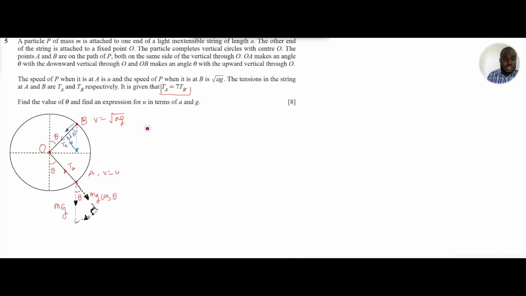Now, the reason we are doing this is for us to be able to apply Newton's law at the two points. So let's start with the point B.